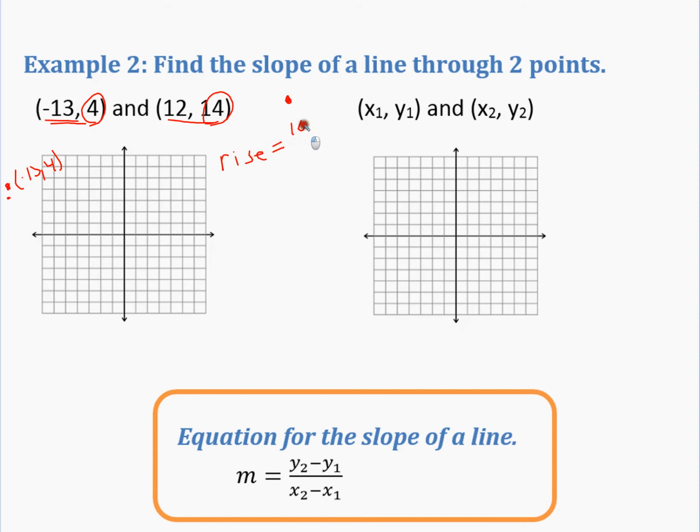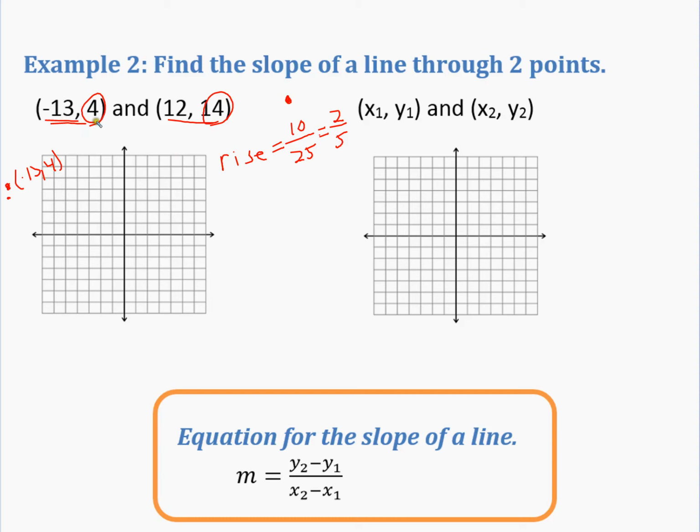is 10. And then how far is it from negative 13 to 12? Well, from negative 13 to 0 is 13, and then another 12. So negative 13 to 12 is 25. And that reduces, 5 goes into both of those, and you get 2/5. So we had some bigger numbers. It was inconvenient to graph. So we're going to come up with another way. Now this one worked out nicely.